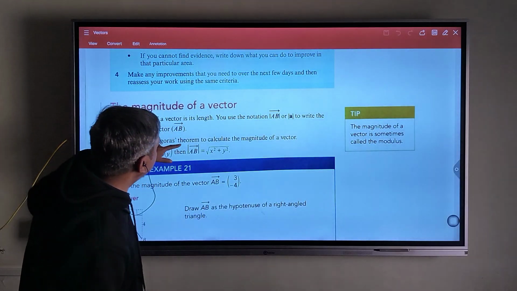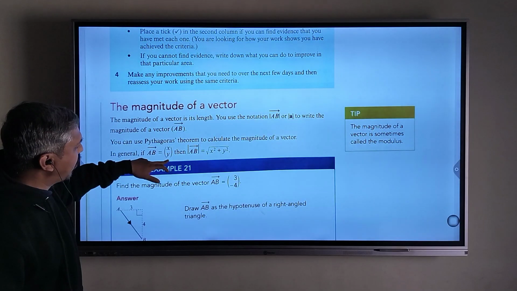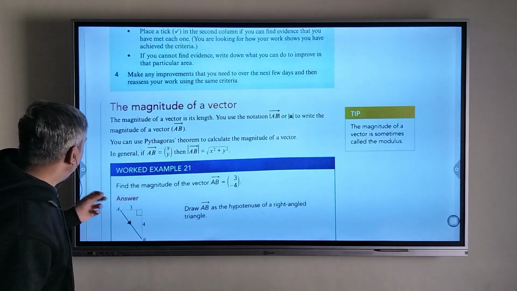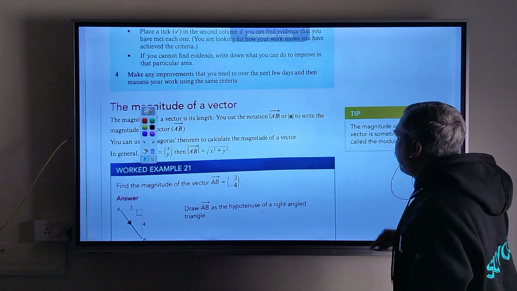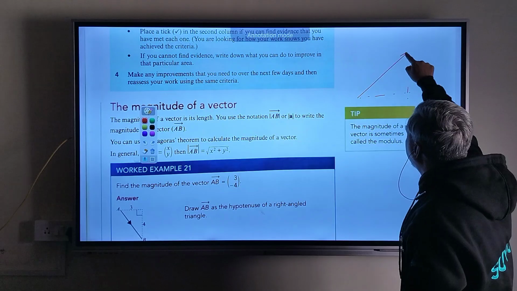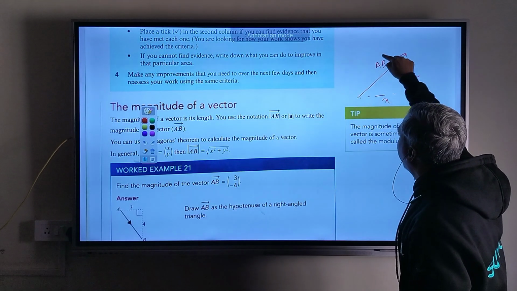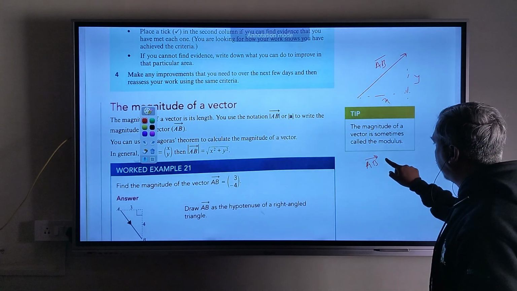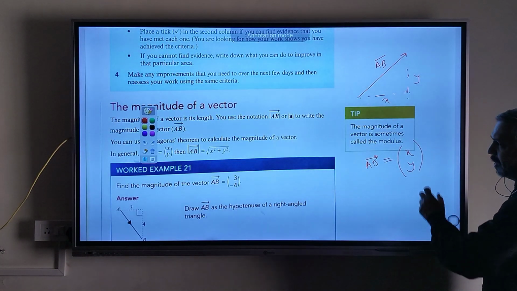We can use the Pythagoras theorem to calculate the magnitude of a vector. In general, if AB vector is the column vector (x, y), then the magnitude of AB vector is equal to the square root of x squared plus y squared. How is this right? Let's see this very quickly. We know that this is our vector. So this will be x and this will be y for this vector AB, and then we write AB bar using our notation x, y. This is the column vector.